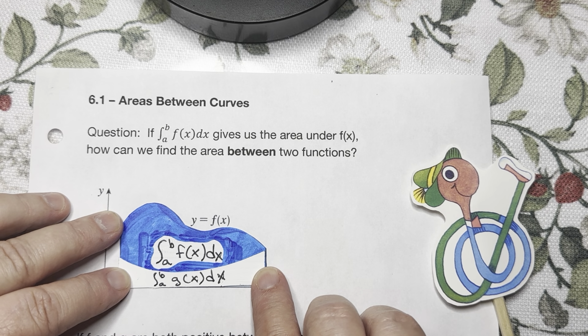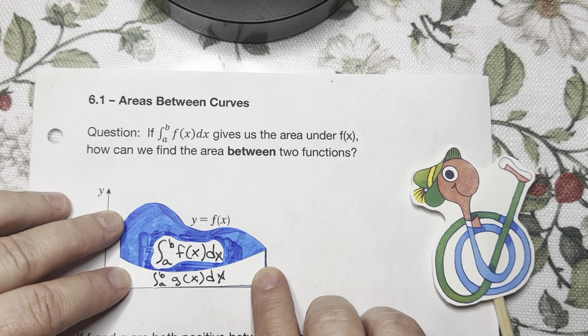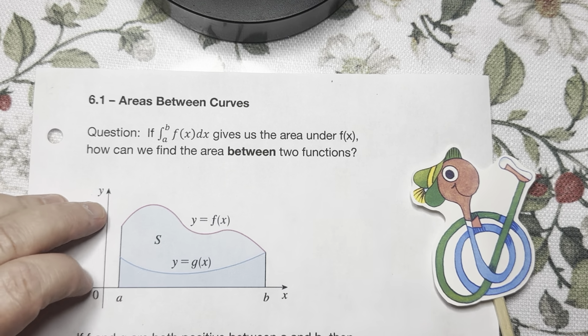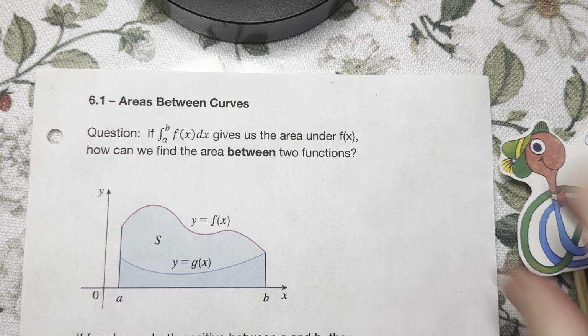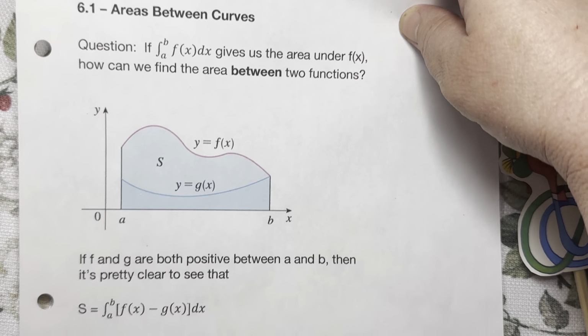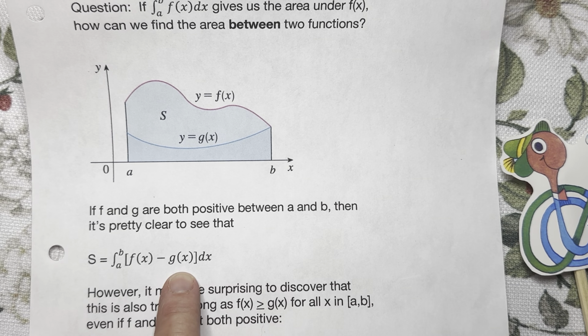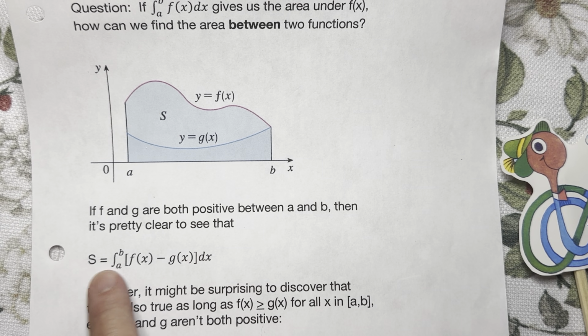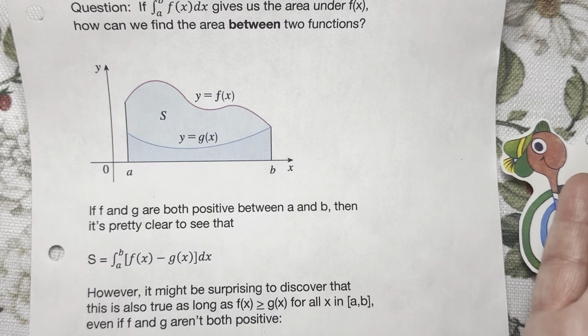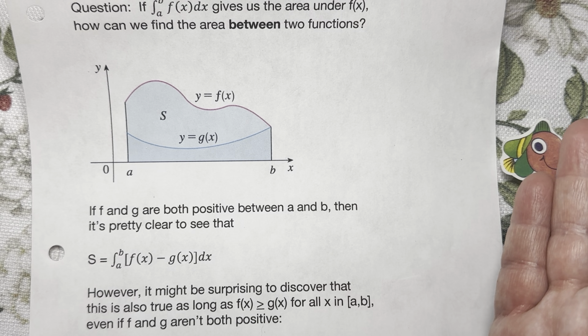So how do we take something out? How do we remove something? Well, that's just subtraction. So it turns out that it's very straightforward. All you need to do is subtract f of x minus g of x in that same definite integral. And you got it, which is really cool.